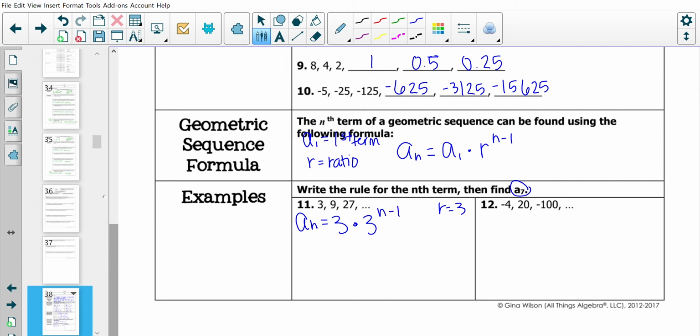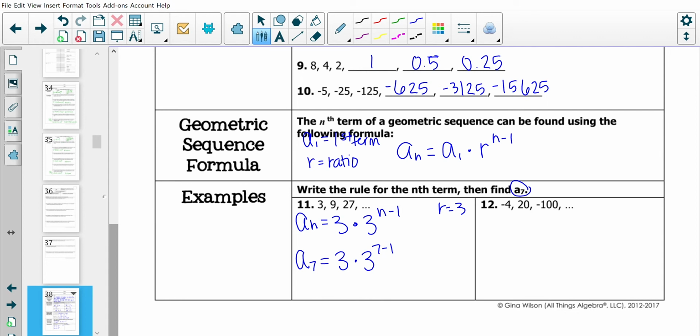You have to write your rule first because on your homework and on the quiz, I believe, it'll be like an A and a B. A is asking for your rule. I do not want the 7 plugged in. I want the equation that'll let me plug anything in. Then you go find a sub 7. Okay? So this is just telling you what you're finding. There's nothing you do with this. This is just saying, hey, I'm finding the 7th term in this sequence.